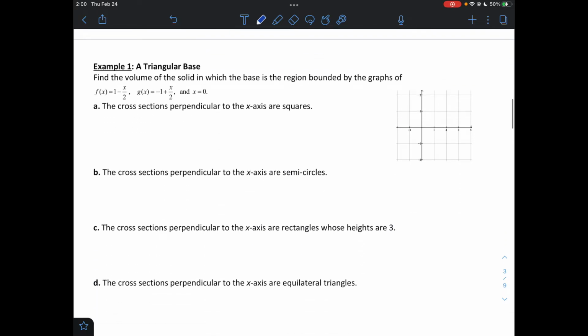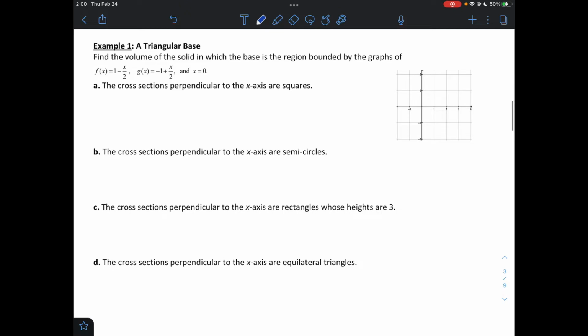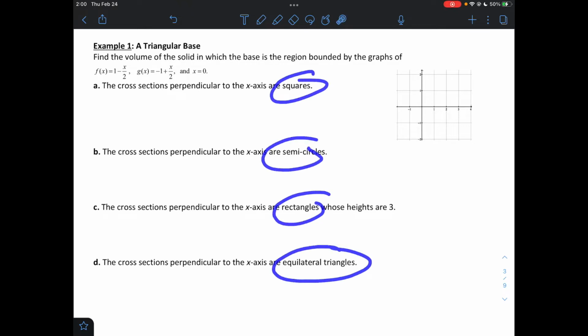Let's take a look at our first problem. Example 1, a triangular base. What's important to know here is that the triangular base part means nothing. That's just the bottom of this shape, but that's not what we're actually using to solve this. What we're going to use are squares, semicircles, rectangles, and equilateral triangles.